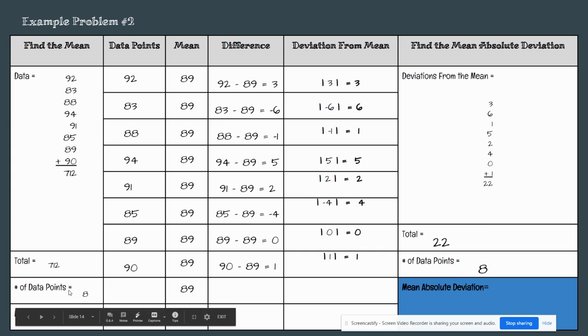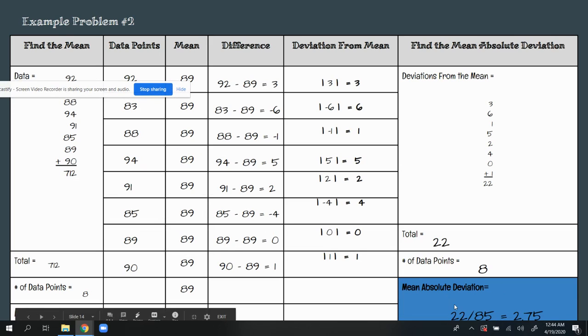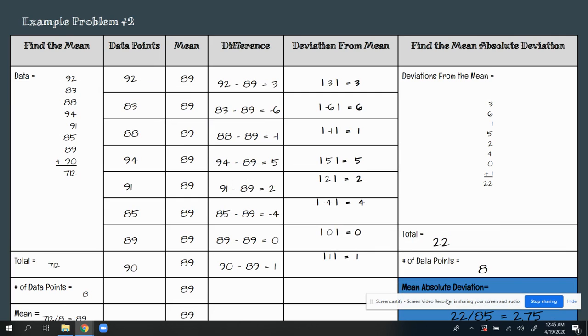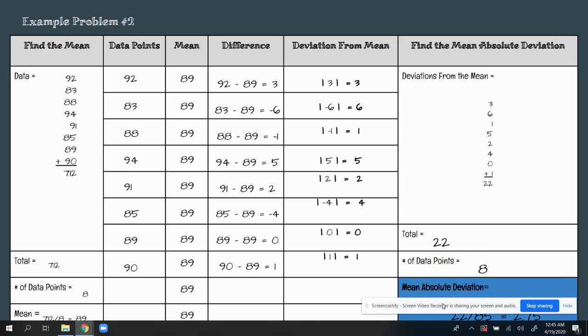Just look over here and you'll notice it's the same every time. So to find our mean absolute deviation, we divide the total by the number of data points, which would give us a mean absolute deviation of 2.75. Now, if you notice, that's way different than our previous mean absolute deviation that was over 500.